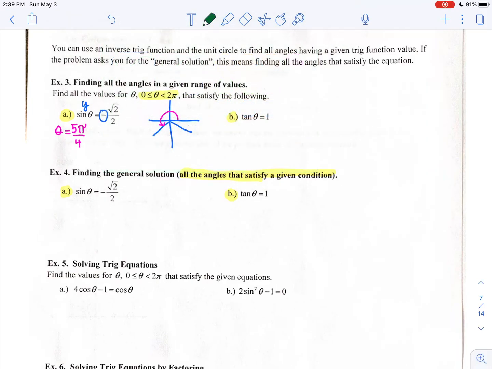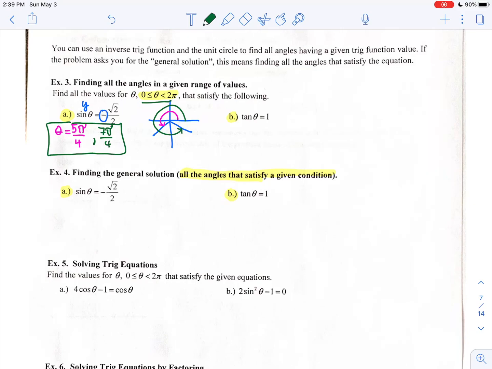My second angle would be starting at the positive x-axis, but this time going all the way over to the fourth quadrant, and that is 1 shy of 8 pi over 4, which is 2 pi, so 7 pi over 4. My other answer would be 7 pi over 4. So there are two angles between 0 and 2 pi that satisfy that condition. These are my solutions to a question when they're asking for a given range of values.